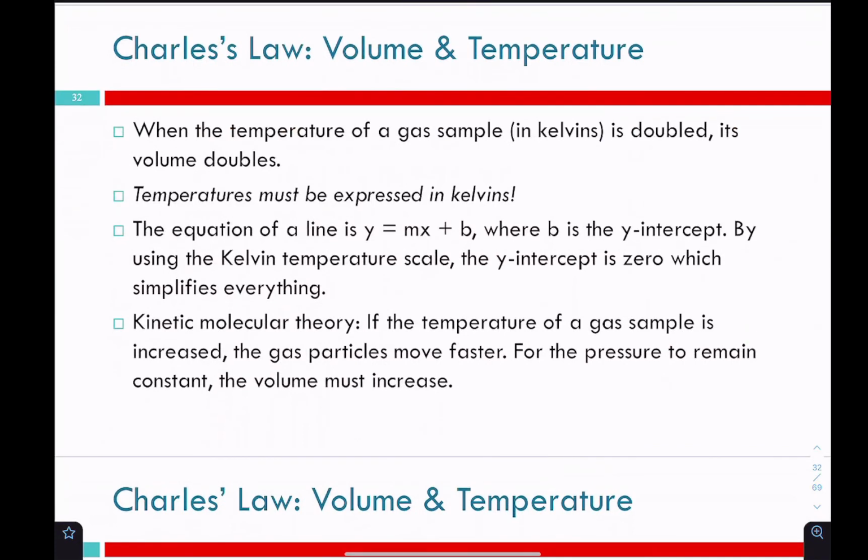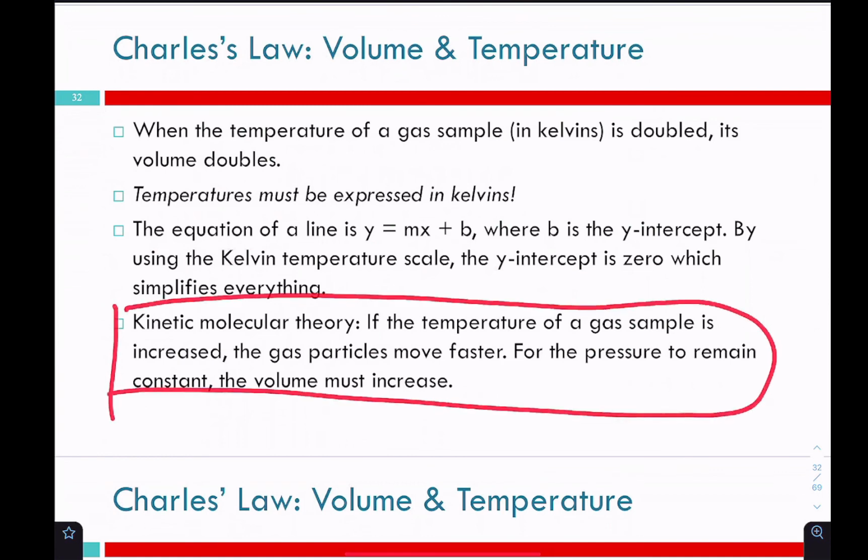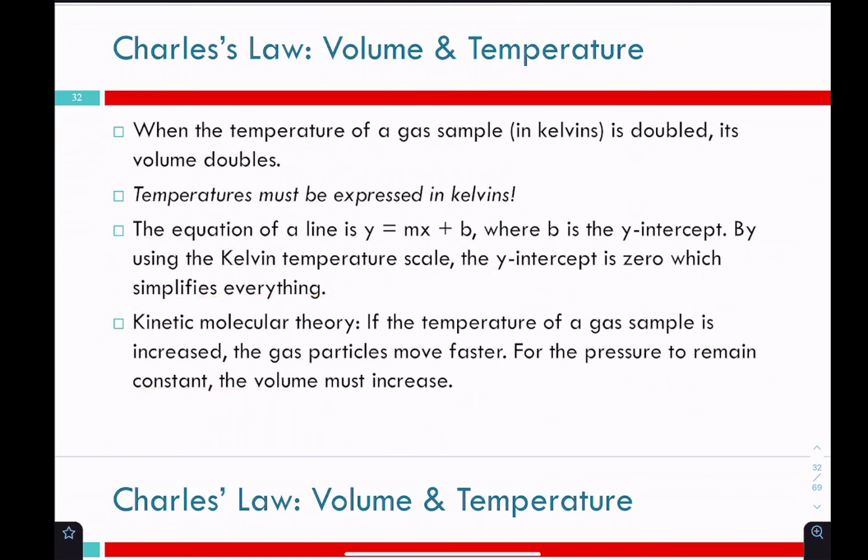And this is because we can use this equation of the line where B is the y-intercept. And by using Kelvin as a temperature scale, that makes our y-intercept 0, which makes everything simpler. Otherwise, you've got to do other transformations. The kinetic molecular theory behind this, though, is that if the temperature of a gas sample is increased, you are increasing the energy of all of the gas particles, because that's what temperature is. It's the kinetic energy of all the particles in the air.